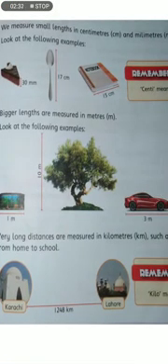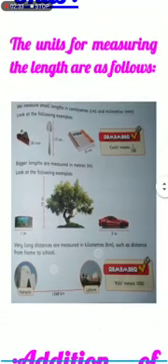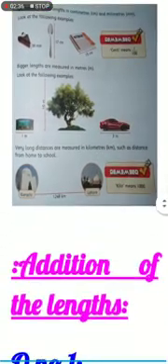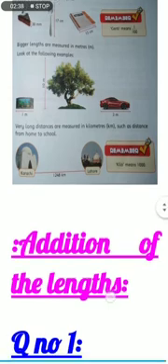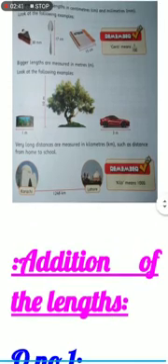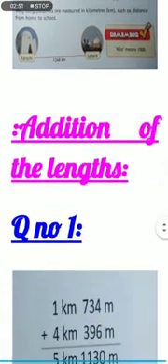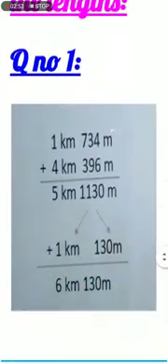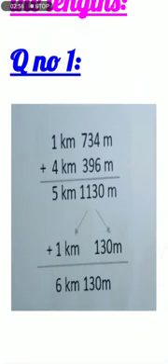Okay, so moving toward our today's question, before it, this is an addition of the lengths. So how will you add these lengths? So basically your question is how to add the lengths, what will you do to add these lengths. So here's our question, that is 1 kilometer 734 meters, 4 kilometer 396 meters. What you have to do is to add them.